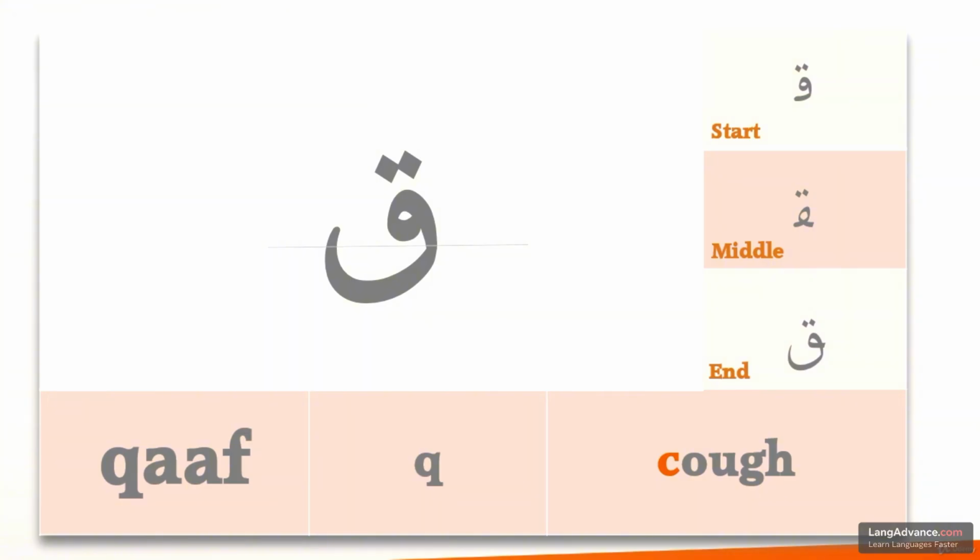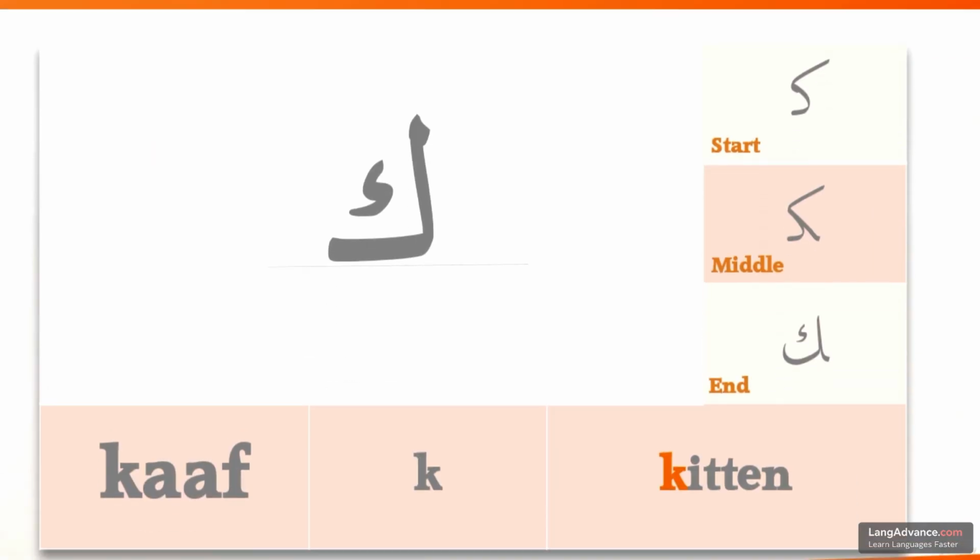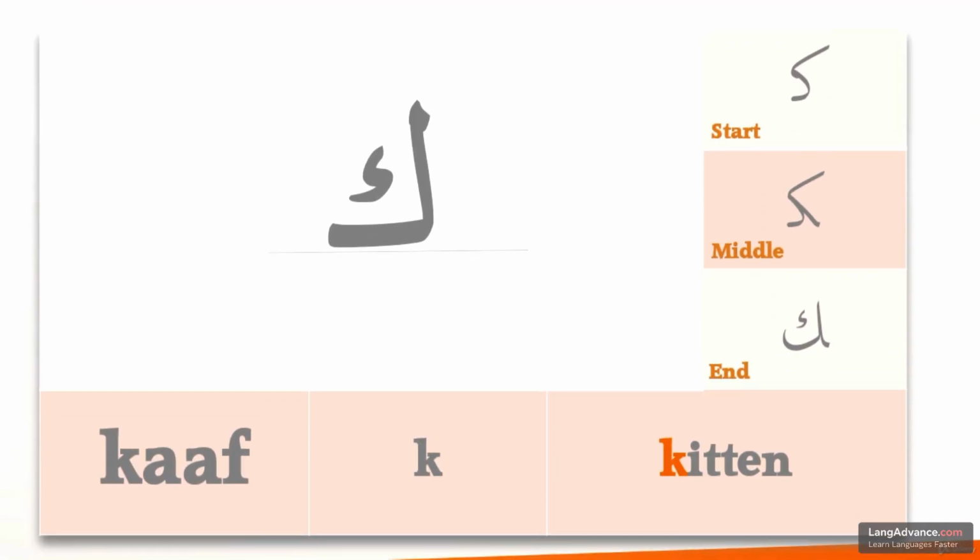Qaf. Qaf is different from ke. We have qa and ke. Qa is when you make your mouth as if it's full. That's where you get this sound qa as opposed to ke. Qaf. Ke is like the English ke, kitten.